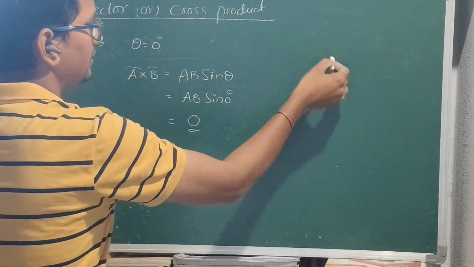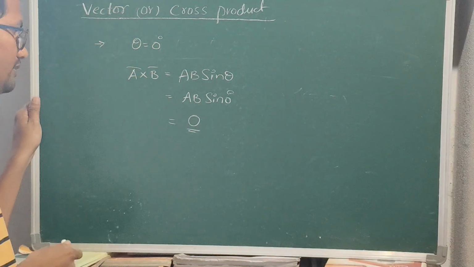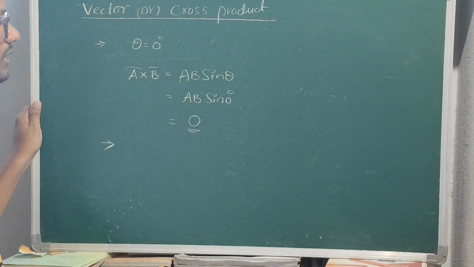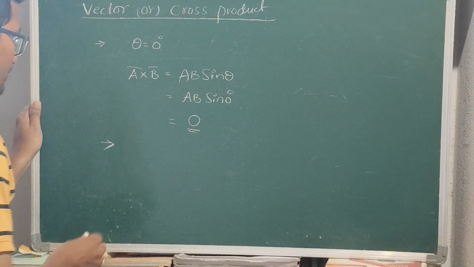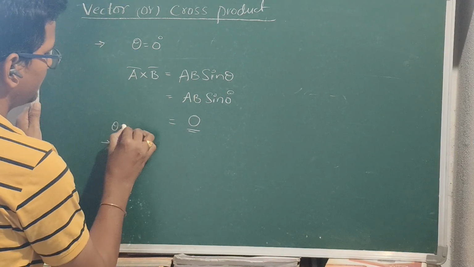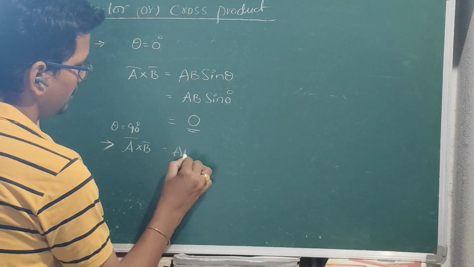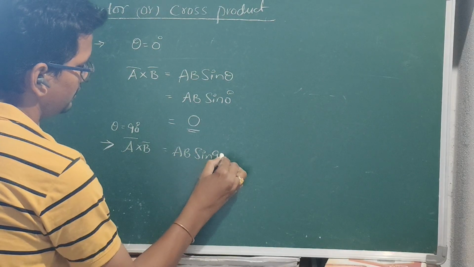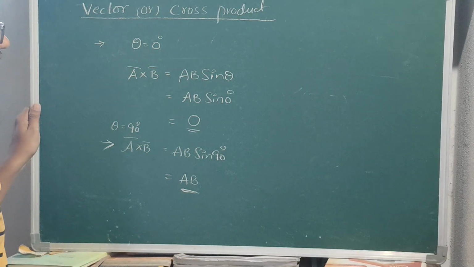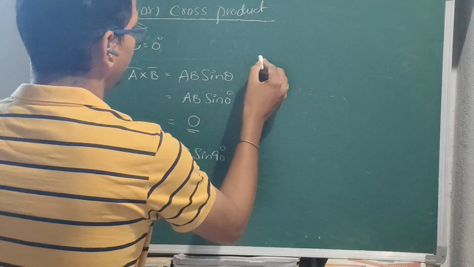What is the sine 30 value? The values for 30, 45, 60, 90 you can remember. So a bar cross b bar, if theta is equal to 0, is equal to 0. Next, a bar cross b bar: if theta is equal to 90 degrees, what happens? ab sine 90. What is the sine 90 value? 1. That is ab. Sine 90 gives the maximum value in a vector or cross product.